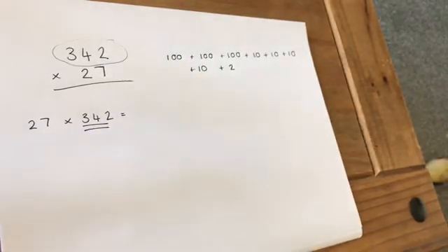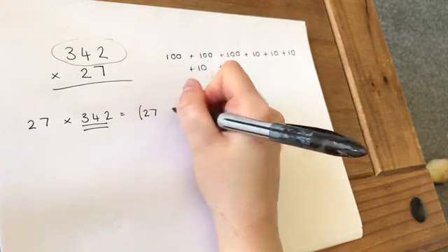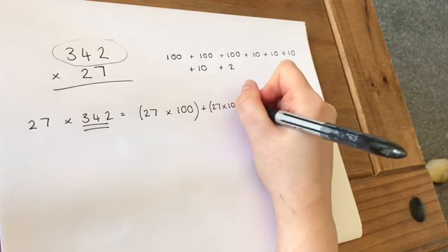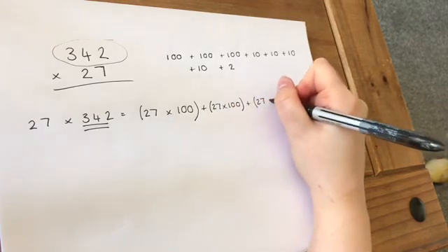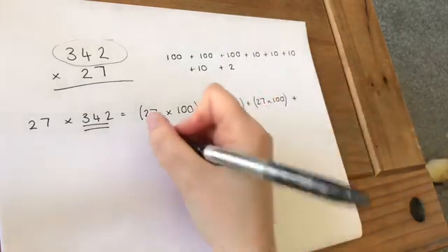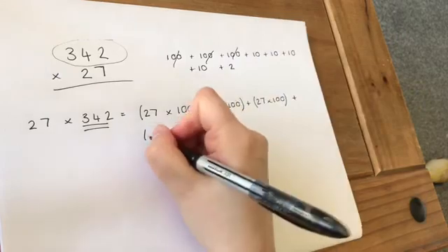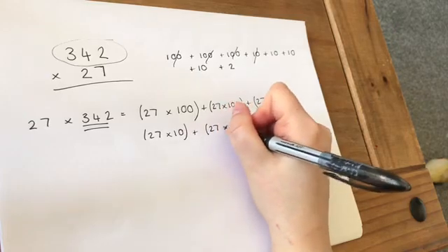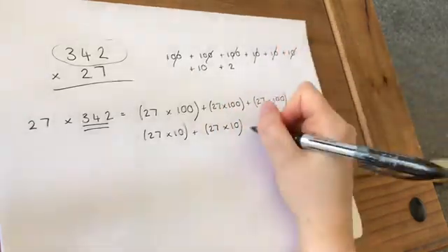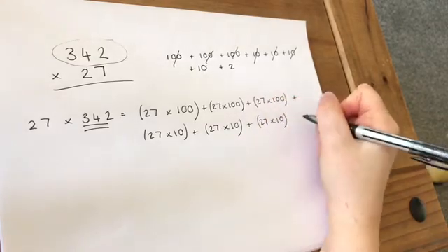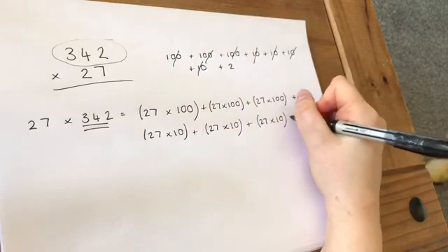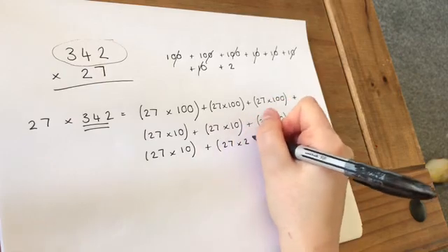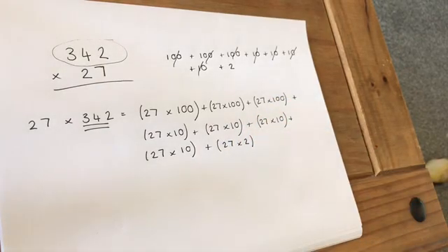So we've broken this number up, we've partitioned this number, so we're going to do 27 times 100 plus 27 times 100 plus 27 times 100, so that's 100, 100, 100, then 27 times 10 plus 27 times 10 plus 27 times 10, and another one, plus 27 times 10, plus 27 times 2.